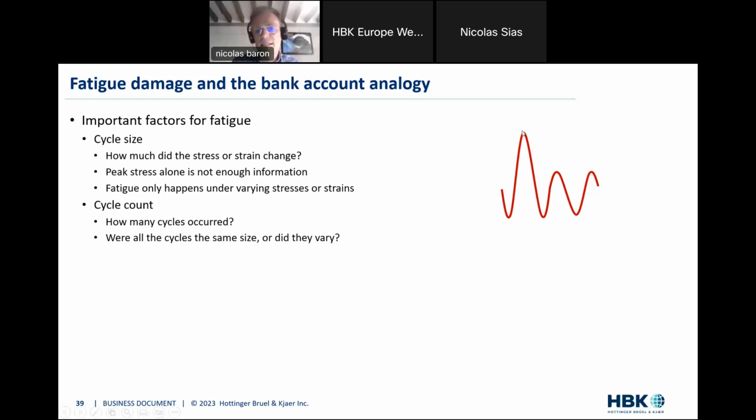We see here we have a big cycle followed by a small cycle, followed by a second small cycle. There could be a fourth bigger or small cycle, it depends. So how much does this change over time? But again, the peak stress is not enough information, and fatigue, as stated already, only happens when you repeat things, when you have varying stresses. So this variation of stress needs to be repeated. That's number one, the cycle size, and number two is the cycle counting.